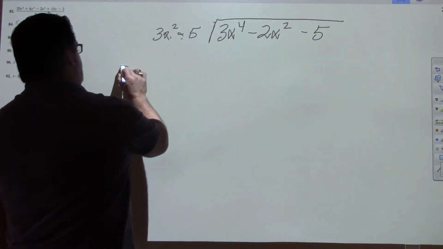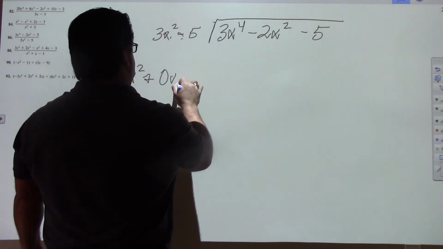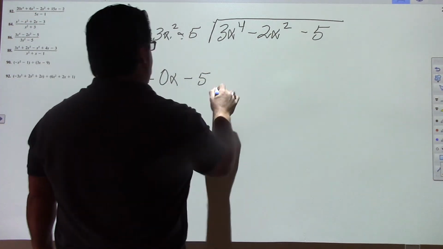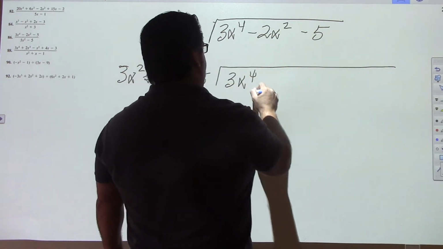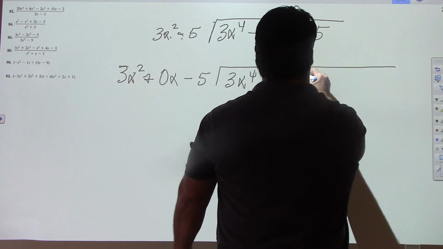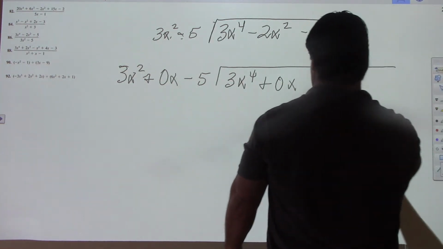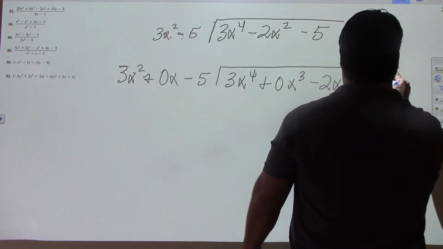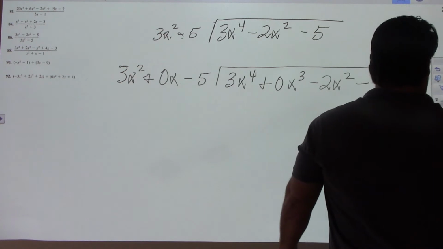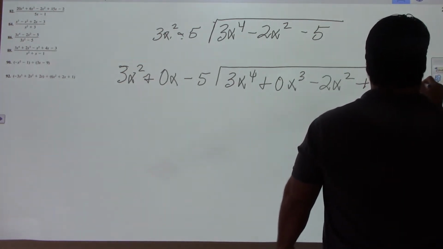So 3x squared plus 0x minus 5 into 3x to the fourth plus 0x cubed minus 2x squared, plus 0x, minus 5.